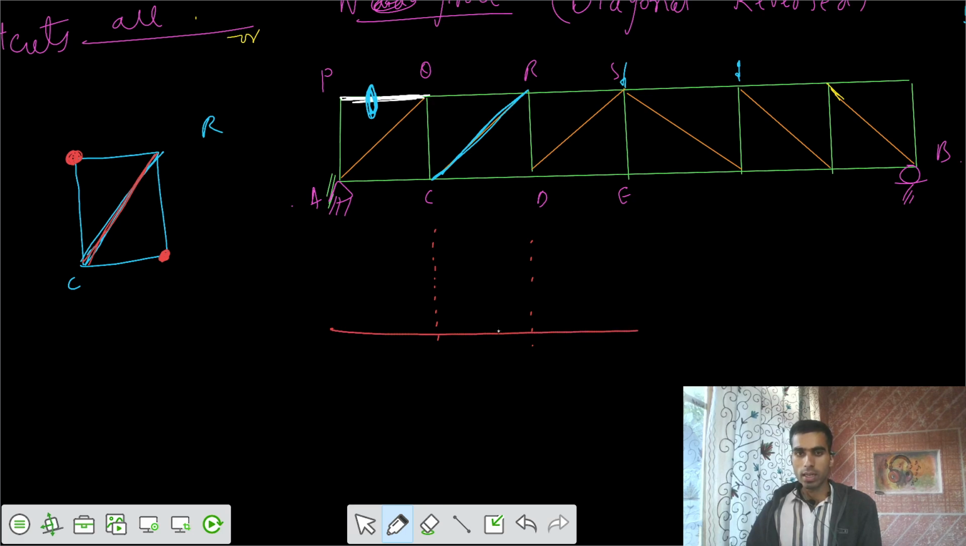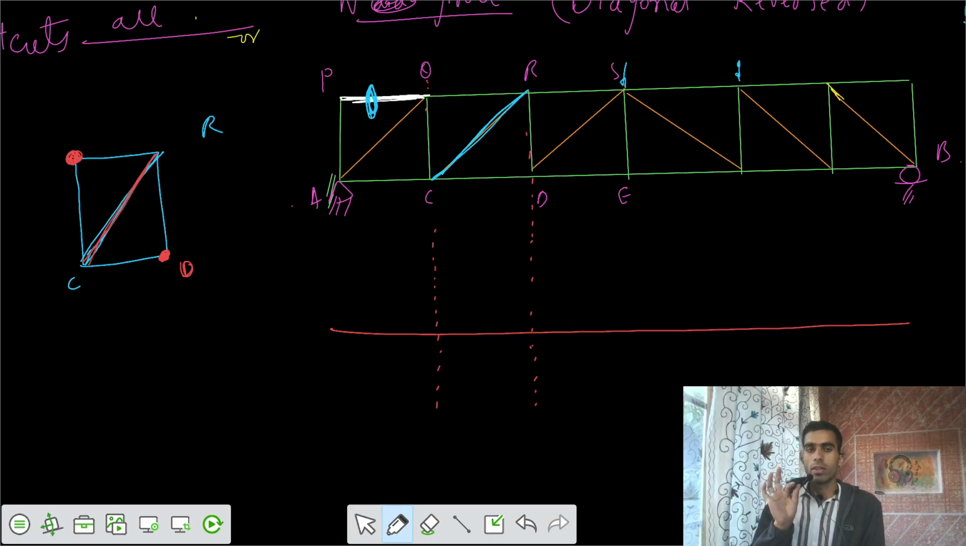So one of the critical locations is at the level of Q, because the level of Q is along the line of C, so they are on the same line. Similarly, the level of D is also at the level of R. So we got the two critical points for the diagonal member.